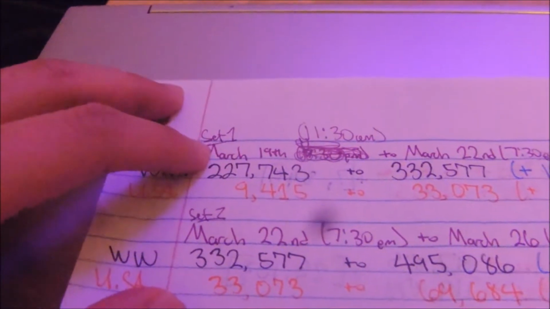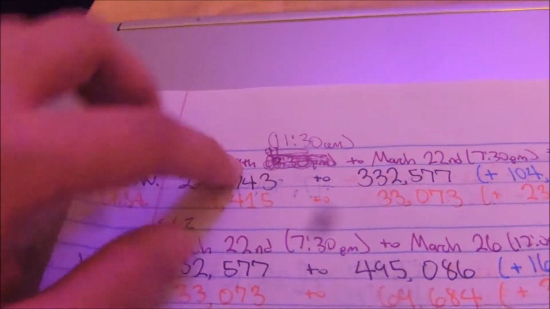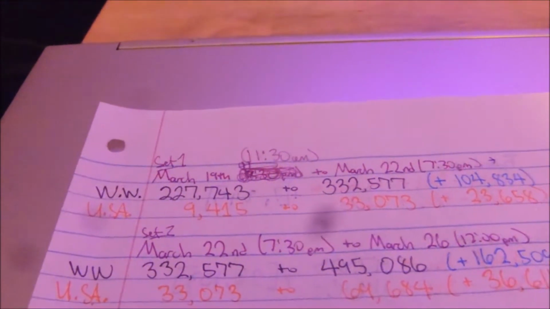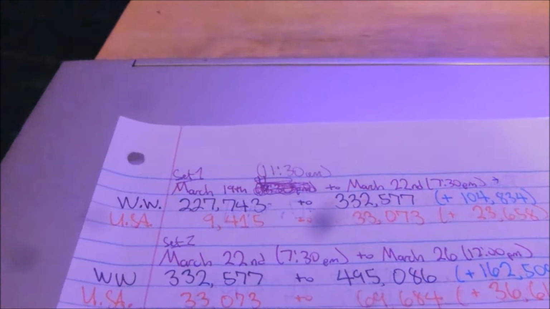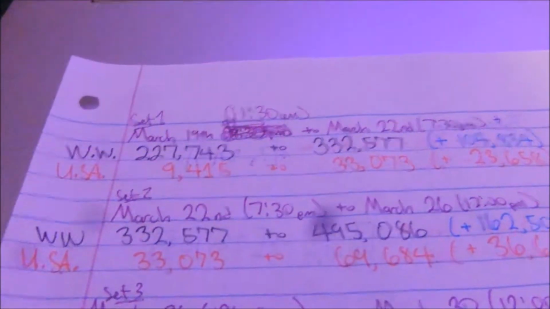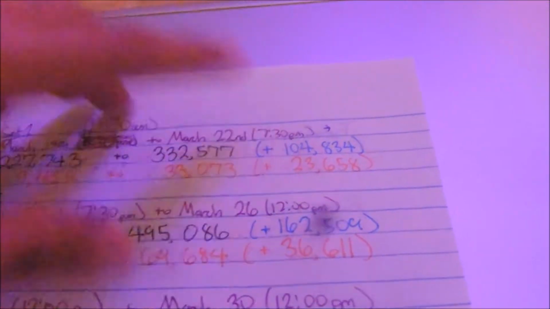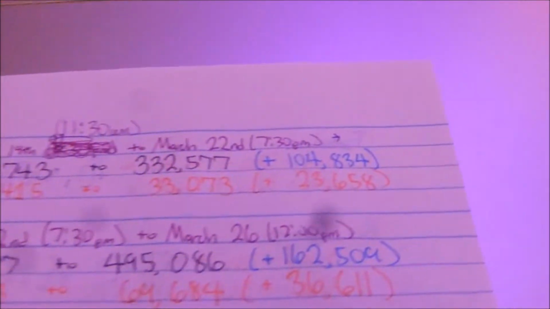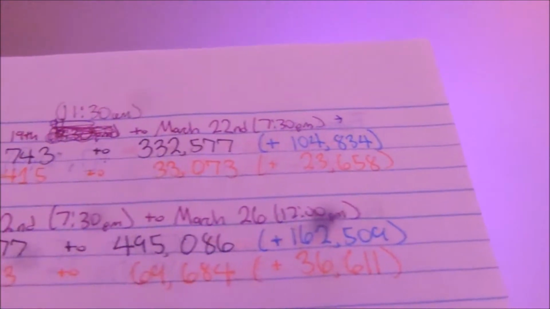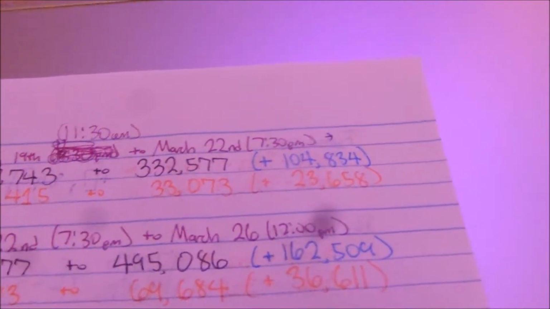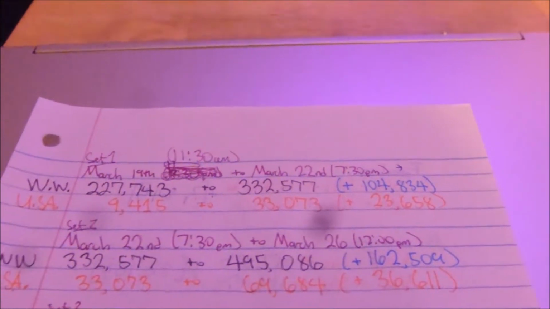In this case, the first, I call it set number 1 here, started on March 19th with the 11:30 a.m. update. These numbers, by the way, were provided by the Johns Hopkins University Coronavirus Resource Center from March 19th, 11:30 a.m. to March 22nd at 7:30 p.m. And you saw that in that span of time between updates, we've added 104,834 worldwide and 23,658 in the US.